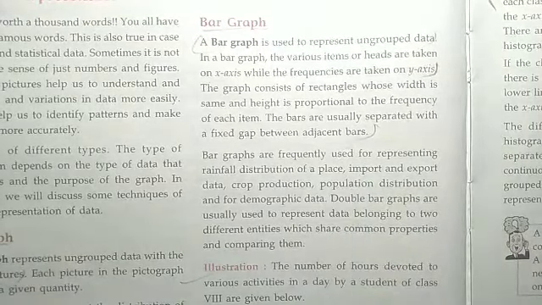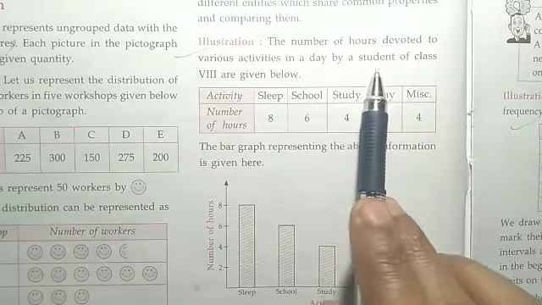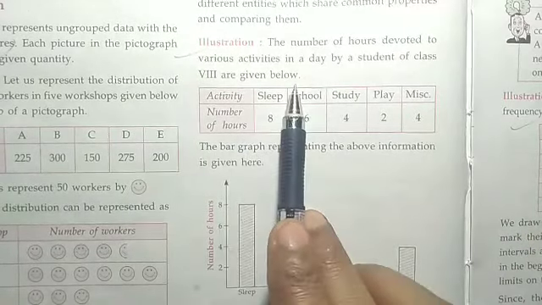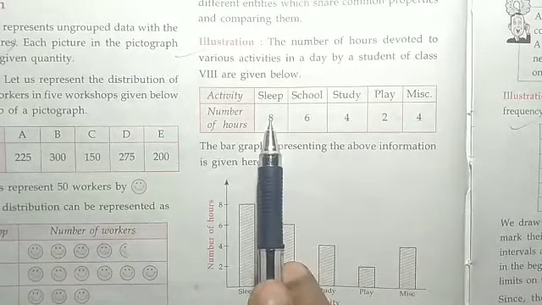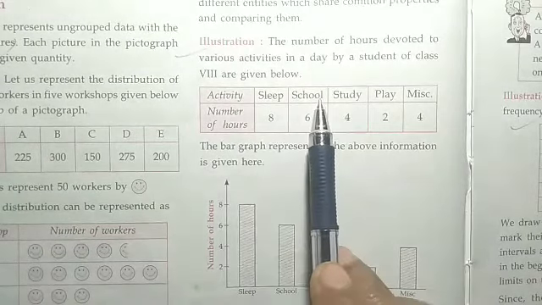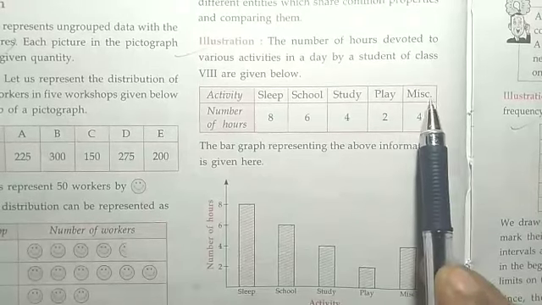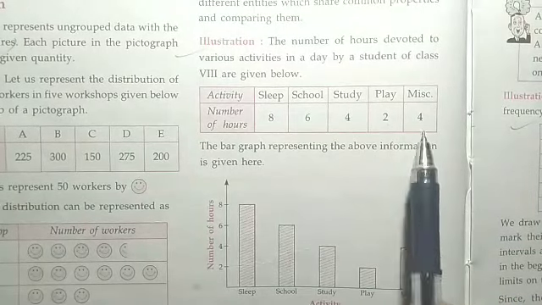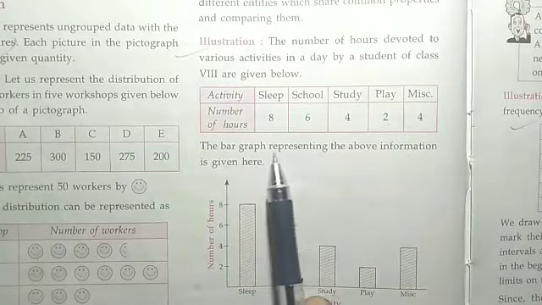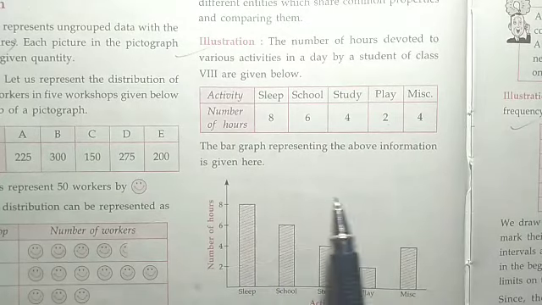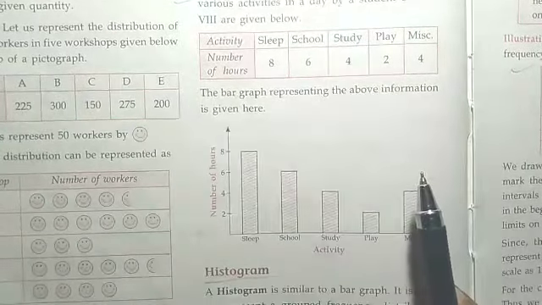Now let's see an example. The number of hours devoted to various activities in a day by a student of class 8 are given below. Sleeping 8 hours, school 6 hours, study 4 hours, play 2 hours, and miscellaneous other things 4 hours. The bar graph representing the above information is given here.